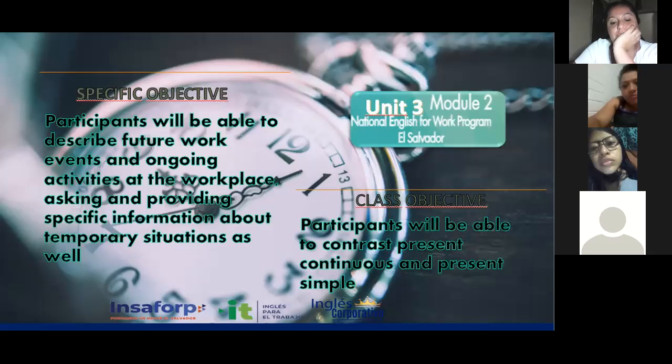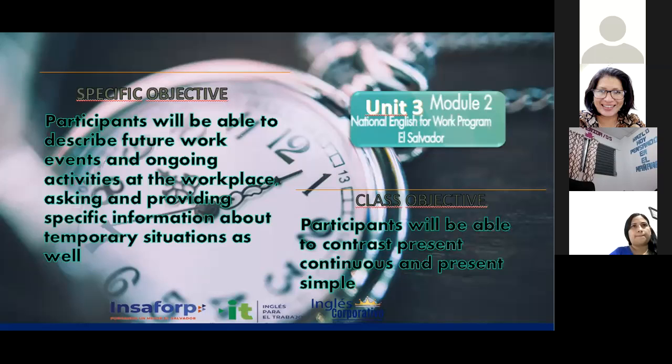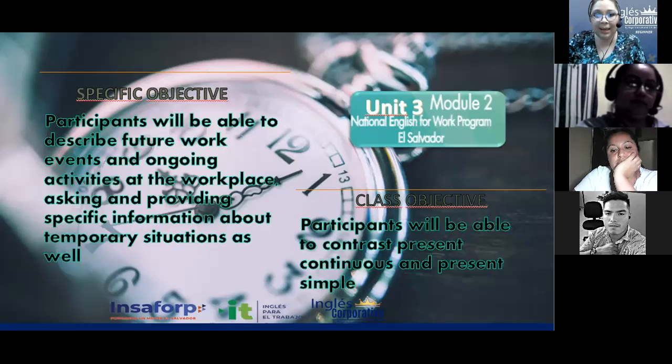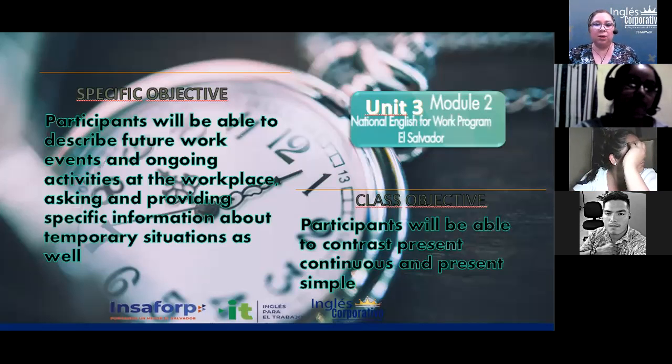Okay, good. ¿Para qué estábamos usando el presente simple? A ver. ¿Qué decíamos que expresa el presente simple? ¿Cuándo usamos el presente simple? When do we use the simple present? Ya lo vamos a recordar, okay?